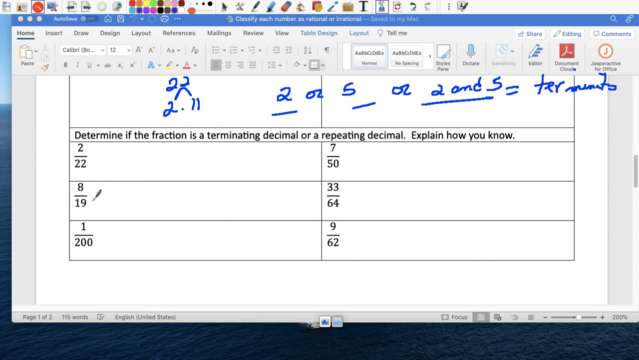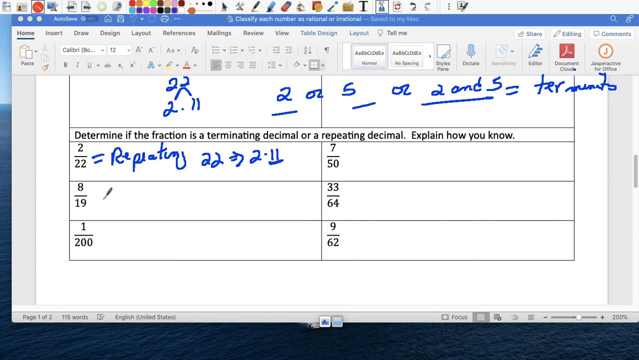Anything else, if it includes 11, 3, 7, all those numbers, anything but 2's or 5's, or 2's and 5's, it's terminating. But anything with other numbers is repeating. So this is repeating, right? Because 22 can be written as a product of 2 times 11. Again, anytime you have a number different than 2's or 5's, it's going to be repeating.